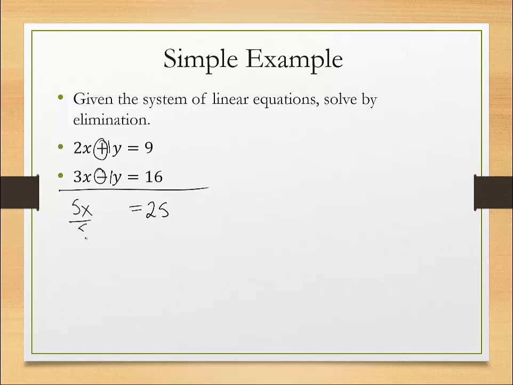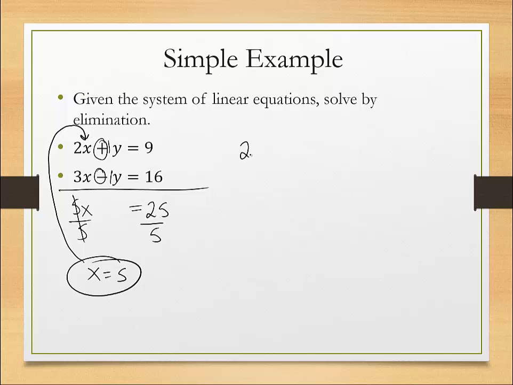So we're going to divide both sides by 5 to get x by itself, and you'll get x equals 5. That's half your solution. Now we need to solve for y, and you can do that by plugging this x into either equation. I'm going to go ahead and choose the first one.